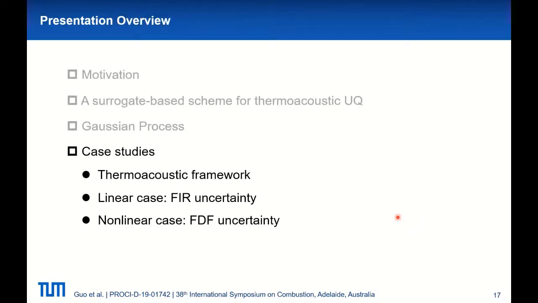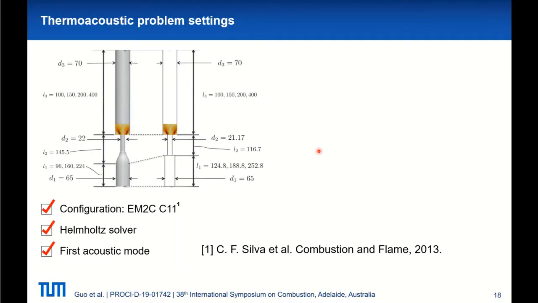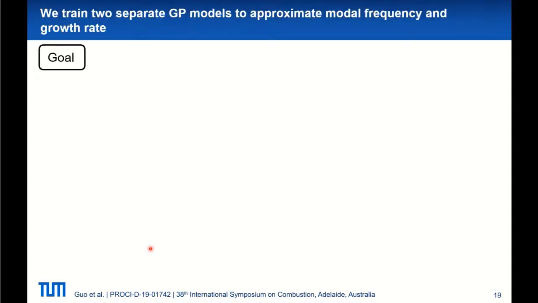Okay, so now let's move on to the case study part. First up, the thermoacoustic problem settings. For the configuration, we use EM2C burner configuration 11. We use a Helmholtz solver as our acoustic solver to generate training samples. So our Gaussian process models will have the same fidelity as the Helmholtz solver. And we focus on the first longitudinal thermoacoustic mode.